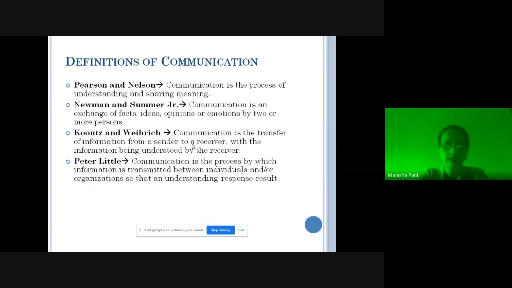Next is Peter Little. Communication is the process by which information is transmitted between individuals and or organizations so that an understanding response results. Communication is the process by which information is transmitted between individuals and or organizations so that an understanding response results.